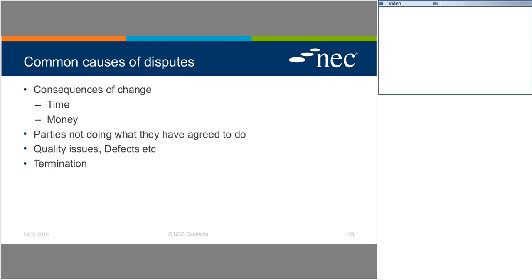And it is very rarely you see that both parties have stuck to the terms of the contract and done what they said they're going to do. And we're going to come on later in today's presentation to look at some of the NEC specific issues about not doing what you've agreed to do and why that causes a problem.